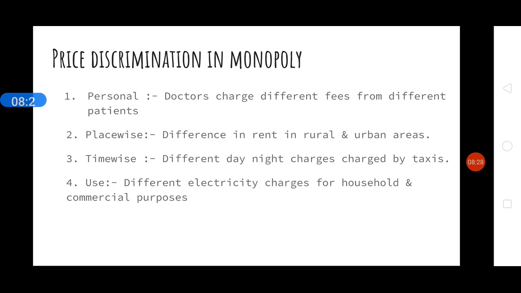It can be personal, place-wise, time-wise or use-wise. Personal example: doctors and lawyers charge different fees from different patients according to their financial condition. A rich person can pay more, and poor people cannot pay even normal fees, so they can be charged less. Place-wise, we can see that rent in rural areas is always low as compared to urban areas.